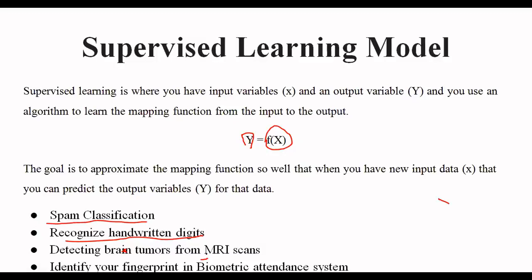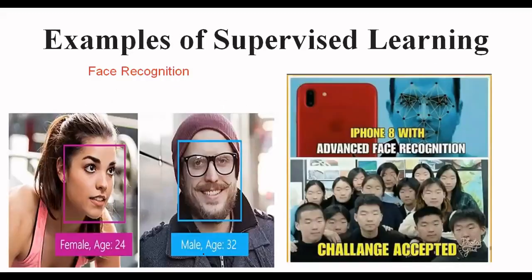These are some quick examples of supervised learning: this image is detecting the face as well as the gender, male or female, and it is predicting the approximate age of the person. Then the iPhone 8 has an advanced face recognition option, so it can recognize your face layout in 3D, and it will unlock or lock.